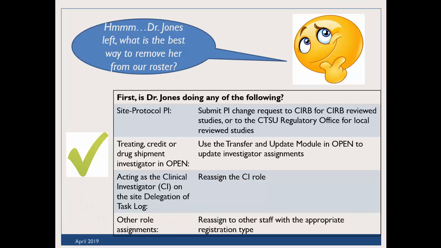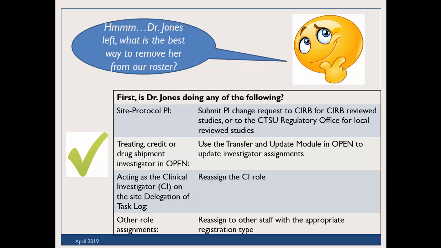So first thing we want to give you some advice on is if somebody is to leave your institution and you need to withdraw a person, some good checks to look at before you withdraw that person is, are they a site protocol PI, the PI on the IRB approval? If they are, and the CIRB is your IRB of record, you're going to want to submit a change PI form. If you're using your local IRB, you're going to want to let the CTSU regulatory office know that you are changing the PI.